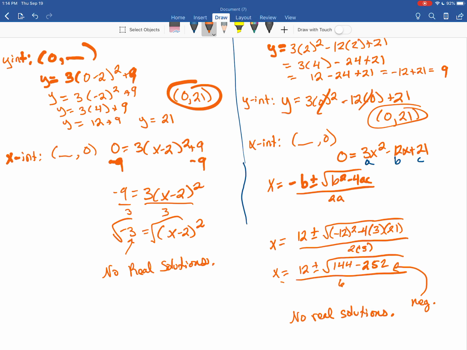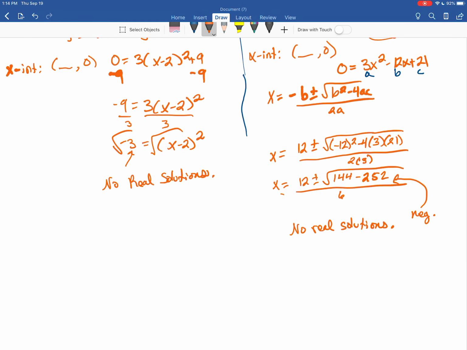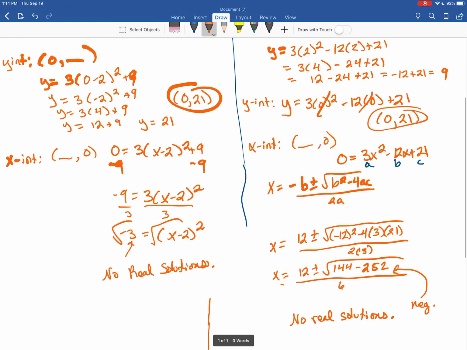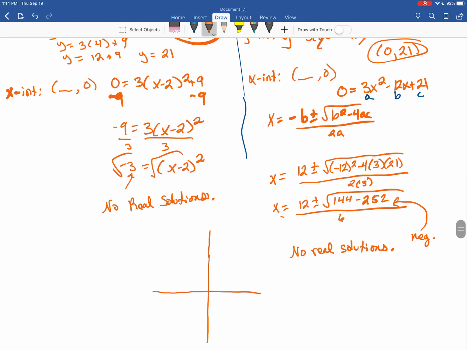Once you know some of these key features, you should be able to sketch a graph based on either one of them. So let's think about what this graph is actually going to look like. Let's do the vertex first. The vertex is at the point 2, 9, so over 2, 9. So here's my vertex. Then it says it crosses the y-axis up at 21. So this is 9. It crosses the y-axis up here somewhere. That's enough for me to draw this parabola.